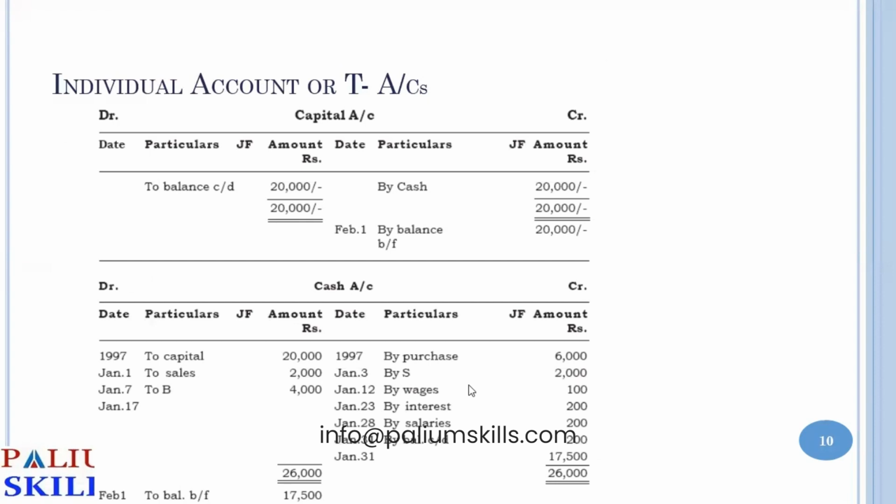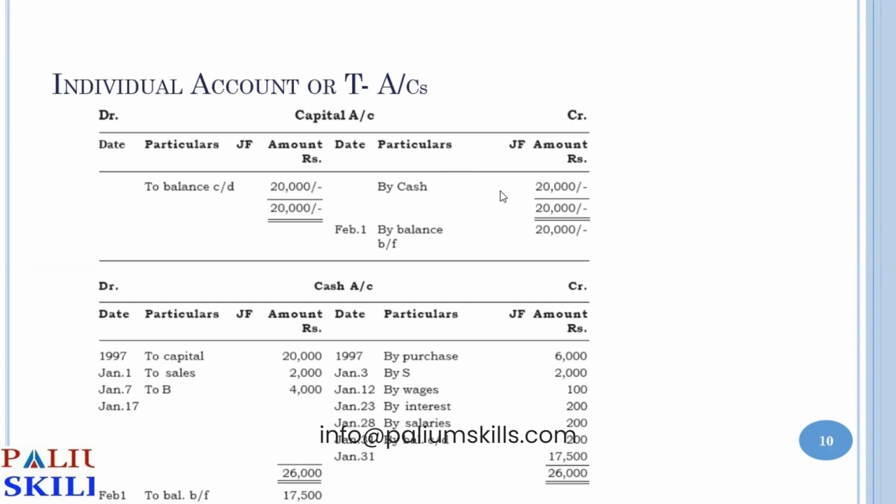Now, each account, this is what you will find in the ledger. There will be a capital account with the debit transactions and the credit transactions. This is the cash account. This is the capital account. So for every account in the ledger, there will be an entry like this. All the transactions for the month, for the period will be entered. End of the period, you will close it so that the debit and the credit tallies.